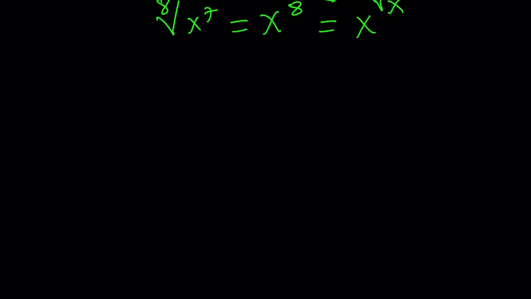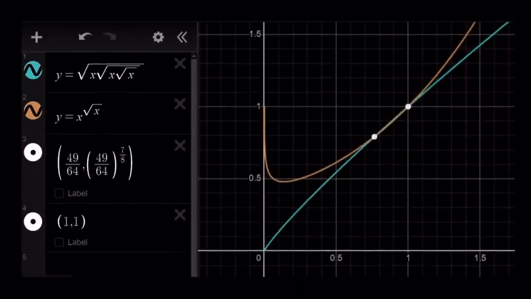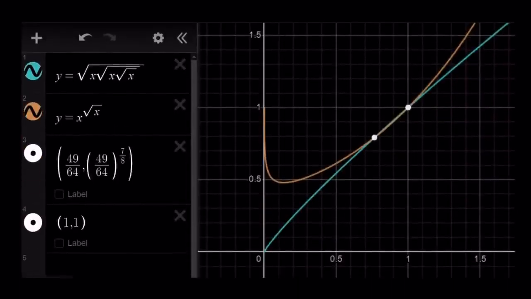Now let's go ahead and take a look at the graph, and the graph is going to verify what we found. So we graph two functions here, the square root of x times the square root of x times the square root of x, and x to the power square root of x. So they're both curves, even though the blue one kind of looks like a straight line, but it's not a straight line. They're both curves, obviously. But x to the power square root of x is kind of similar to x to the power x, except it curves differently. Obviously, its growth is different, its minimum point is different, so on and so forth.